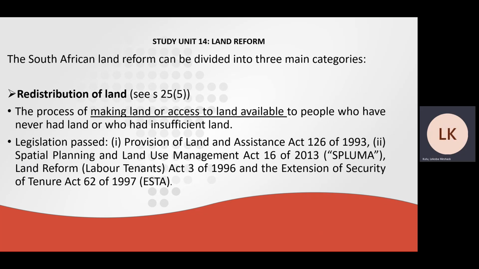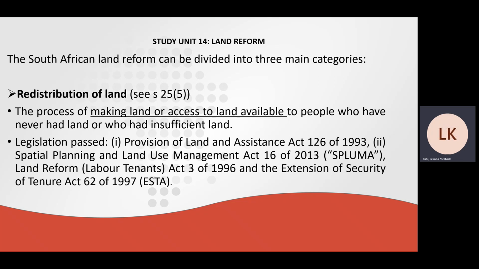Now let's go to Unit 14. Unit 14 is what we call the South African land reform. So South African land reform is divided into 3 categories. The first one is redistribution of land. When we think about redistribution of land, we're talking about the process where land must be made available to people who didn't have land before.